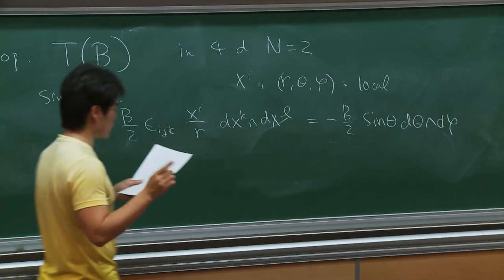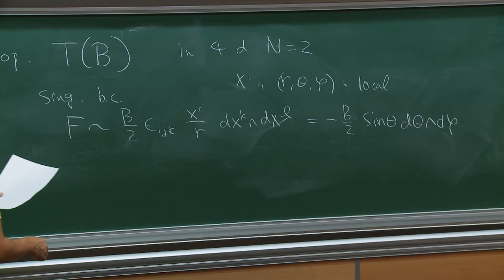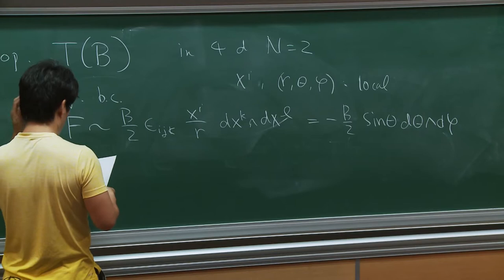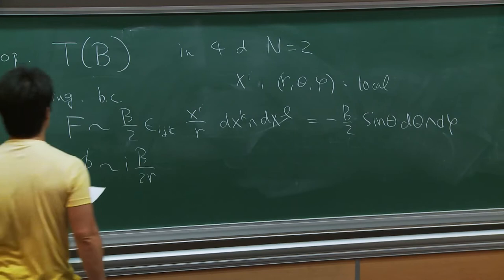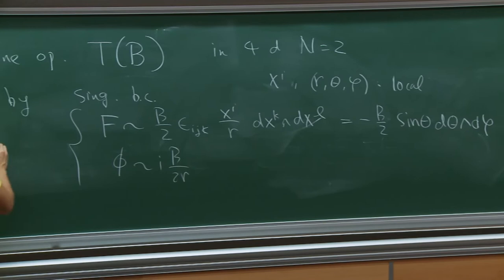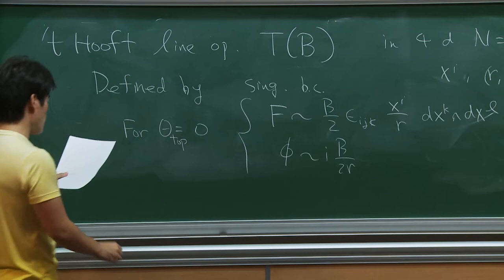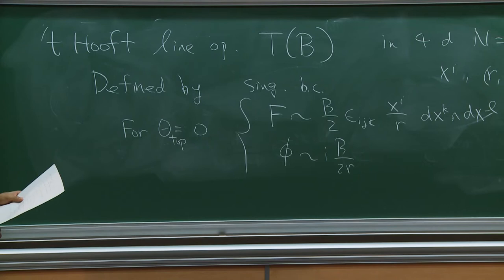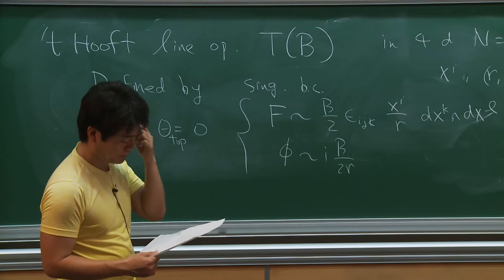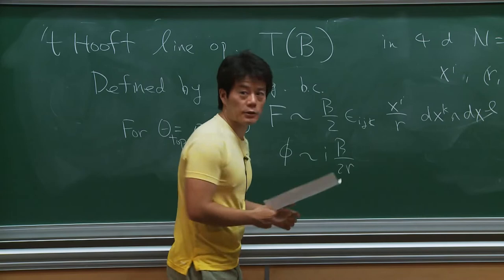Okay. So these describe the transverse direction to the line or the loop. And the scalar in the vector multiplet goes like i times B over 2r. Now these expressions are valid for the vanishing topological theta angle. If the theta angle is non-zero, we need to turn on the electric field in order to be consistent with the Witten effect. Right. Any question? Okay.